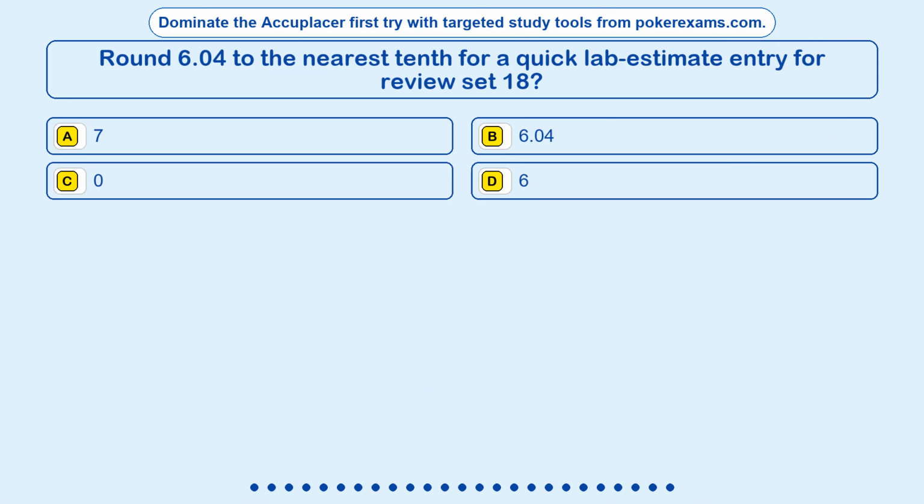Question 3. Round 6.04 to the nearest tenth for a quick lab estimate entry for review set 18. Option A, 7. Option B, 6.04. Option C, 0. Option D, 6.